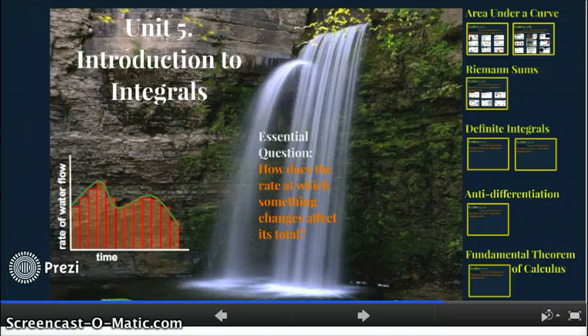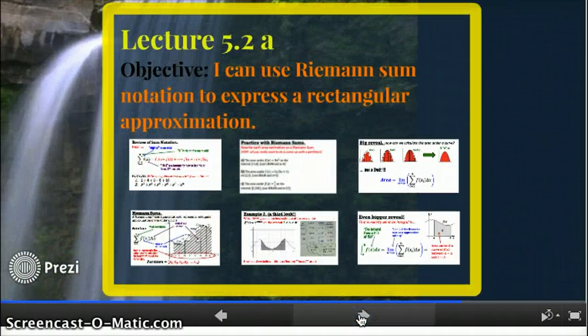Welcome back. We're going to continue our discussion of integrals now by talking about Riemann sums. This is the second of the 5 topics, and it's very related to area under a curve. By the end of this video, you should be able to use Riemann sum notation to express a rectangular approximation. In other words, your homework quiz tomorrow is going to be a lot of questions about the notation.